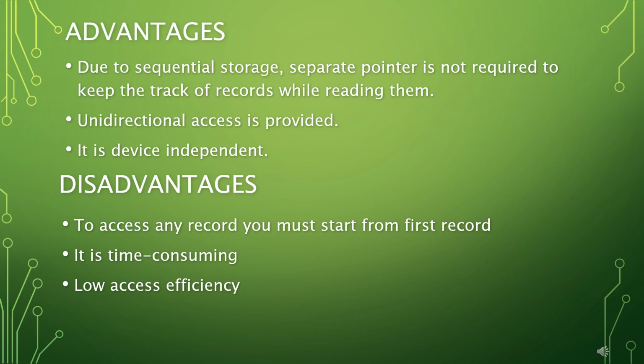What are the disadvantages? If you want any record, then you must always start from the first record. When the desired record is found, you can read the record. You cannot directly access a particular record, so it's time consuming. This leads to non-optimal utilization of device and low access efficiency.